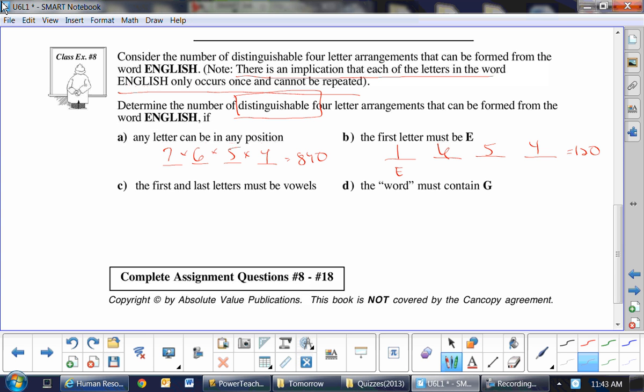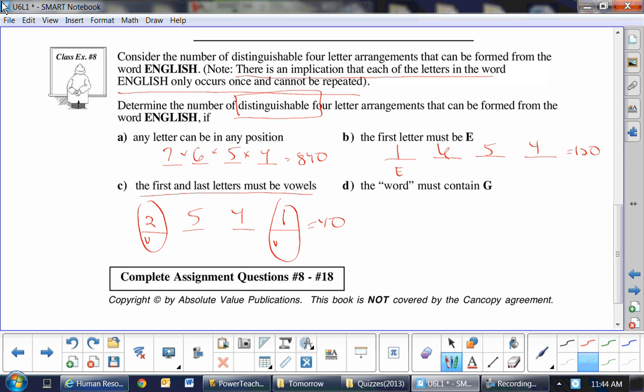Now, the first and last letters must be vowels. So we're now dealing with this has to be a vowel and this has to be a vowel. So do your restrictions first. How many choices do I have for the first letter? 2. How many choices do I have for the last letter? 1. See how it makes it easier if you do those first. Now, how many letters do I have for the second letter? 5 and 4. Okay? And that would be 40.